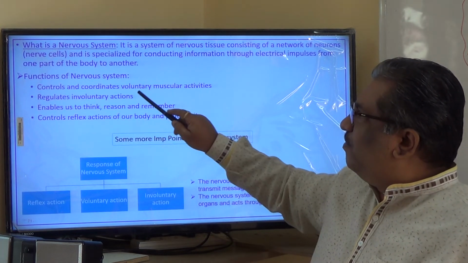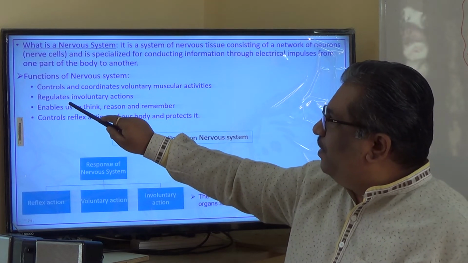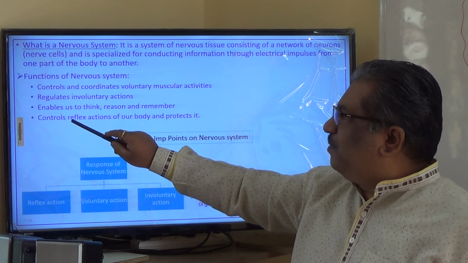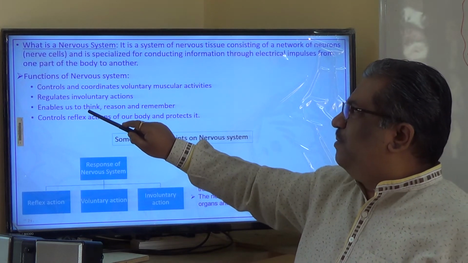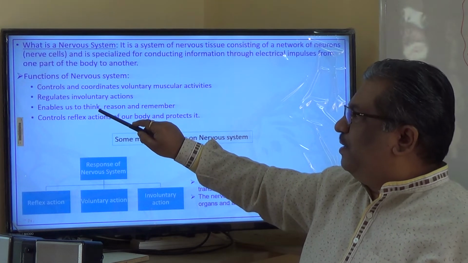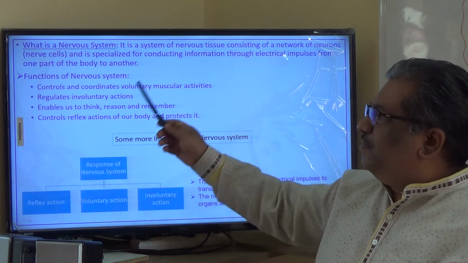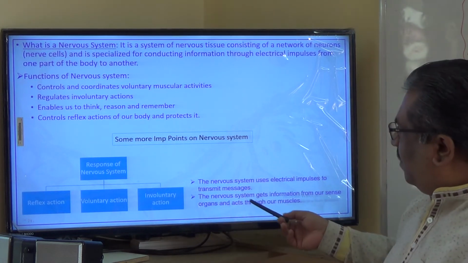Controls and coordinates voluntary muscular activities, controls and coordinates involuntary actions also, and controls the reflex actions of our body and protects it. It also enables us to think, reason and remember. These are the functions of the nervous system. And a couple of more important points have been given.